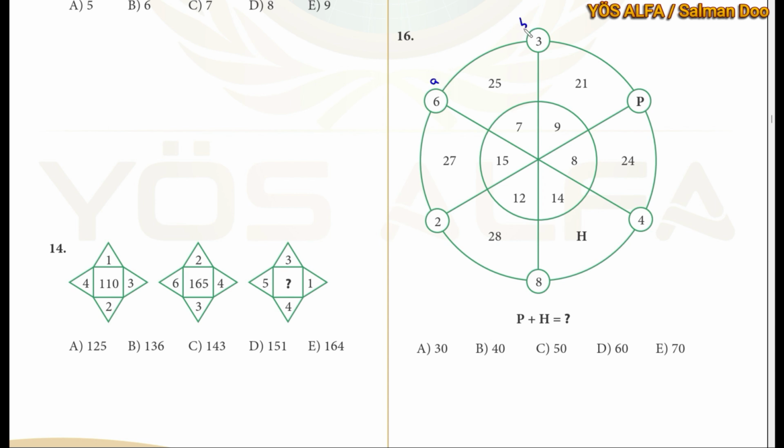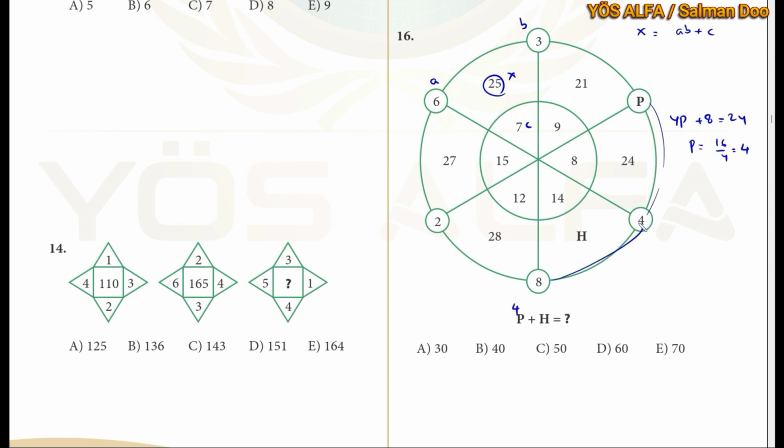Let's say this is A and B and C. This one is X as a result. So X is equal to AB plus C. So let's make use of this formula over here. 4P plus 8 is equal to 24. From here, P is equal to 16 over 4, which is 4.